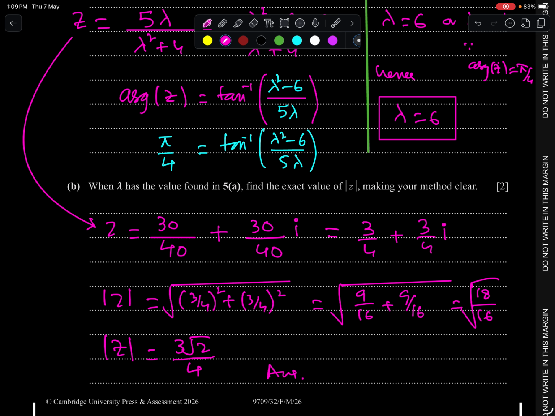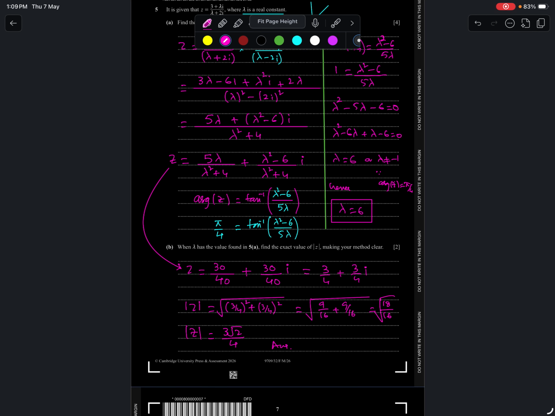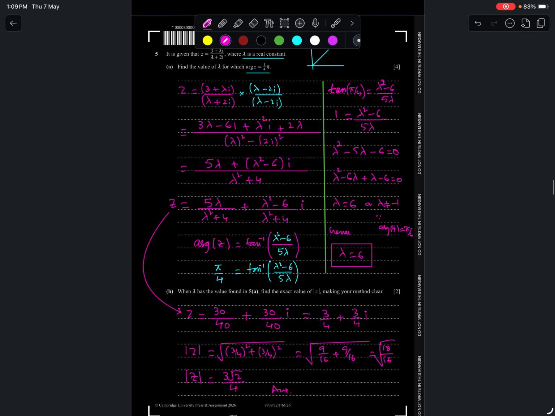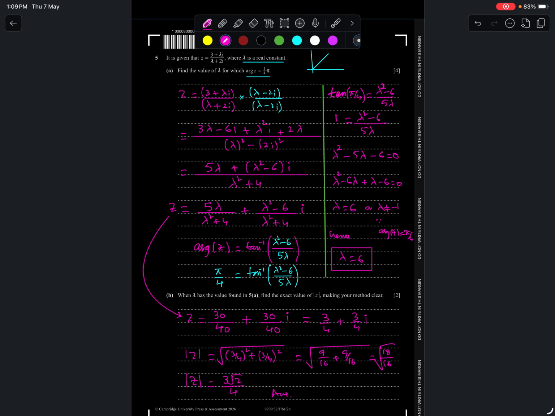Okay, 1 minute break, then I will continue this. You can just check the solution. I'm taking a 1 minute break. For the relaxation of my eyes, I'm taking a 1 minute break.